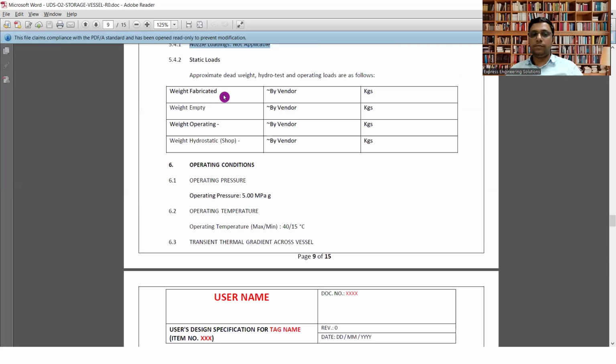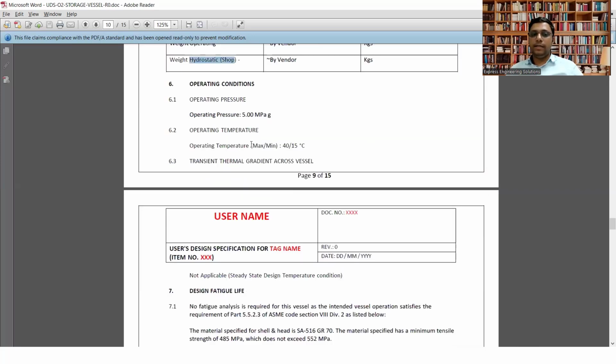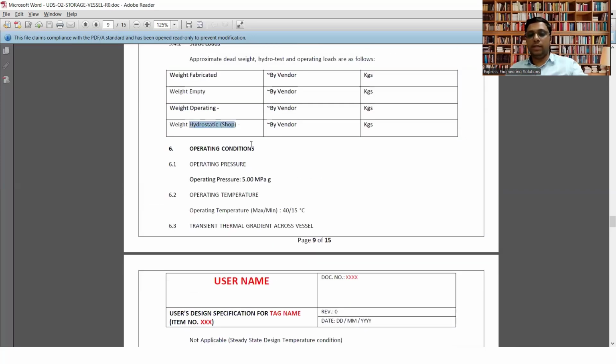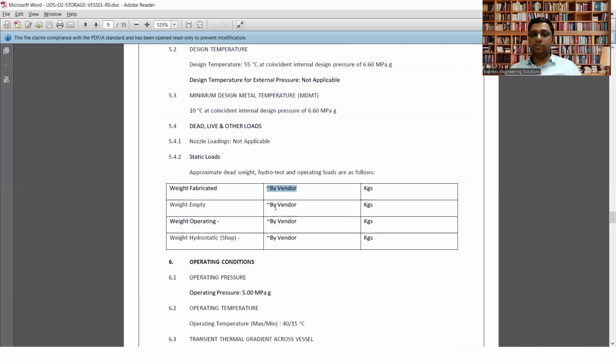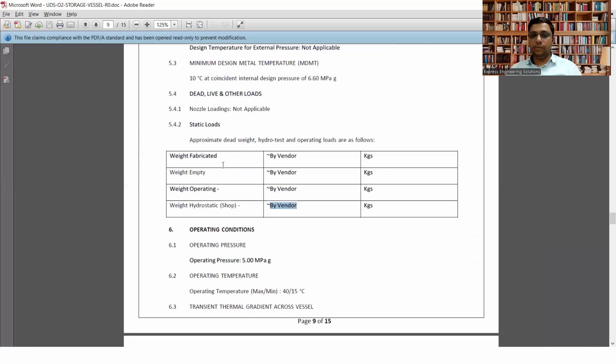Then static loads, like what is the fabricated weight, empty weight, operating weight, hydro test weight, etc. If at all it is being given by the customer, then we can specify it. Otherwise, in the UDS it can be mentioned as by vendor. Once the design has been done, then these things can be confirmed, right? Because right now the design has not been done, so we are not aware about what is the empty, operating, hydro test, fabricated weight.